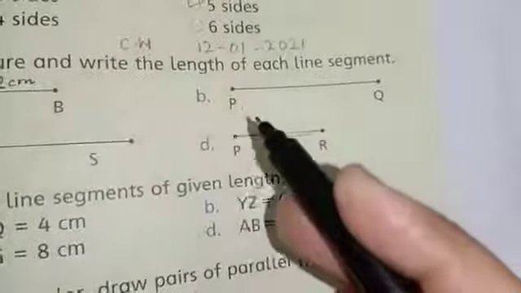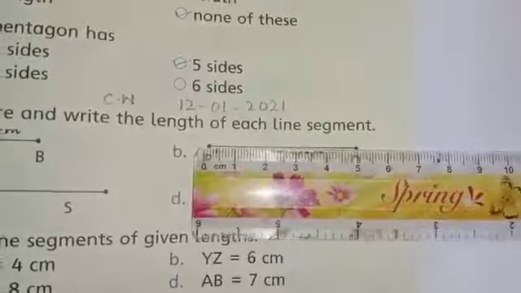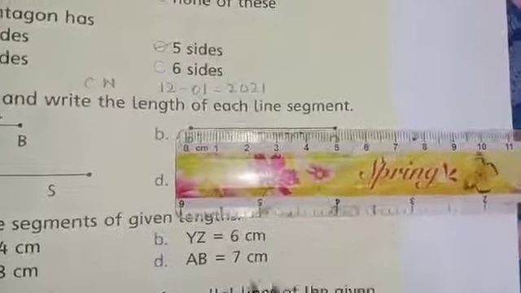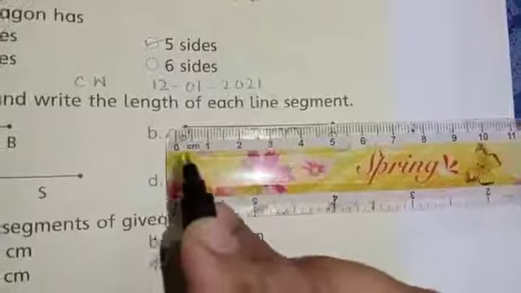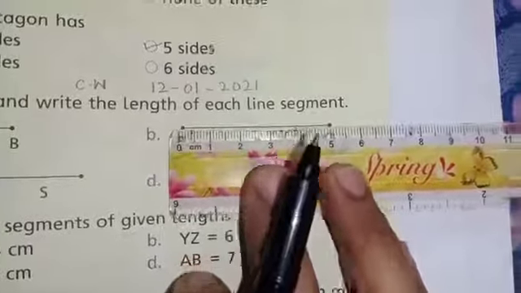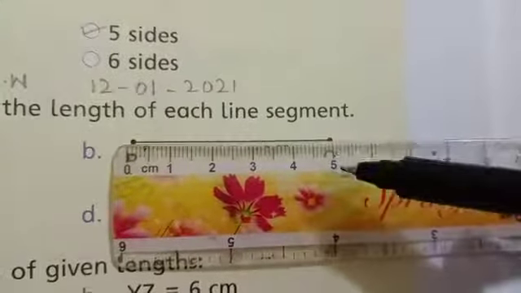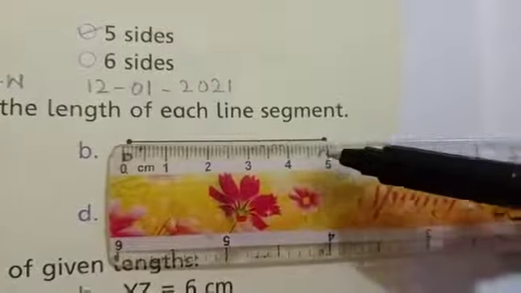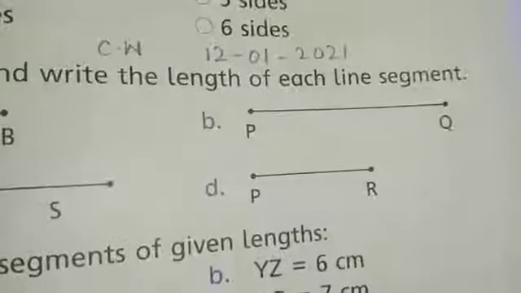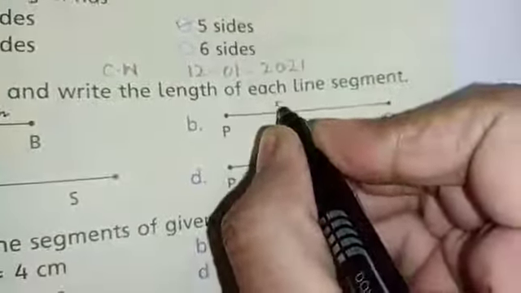Now look at B part. It is PQ. Now we measure it. Now we again need a ruler to measure line segment PQ. Put a 0 on point P and Q is at 5. Look at this. It's Q at 5. So it means it is 5 centimeter. So line segment PQ is 5 centimeter.